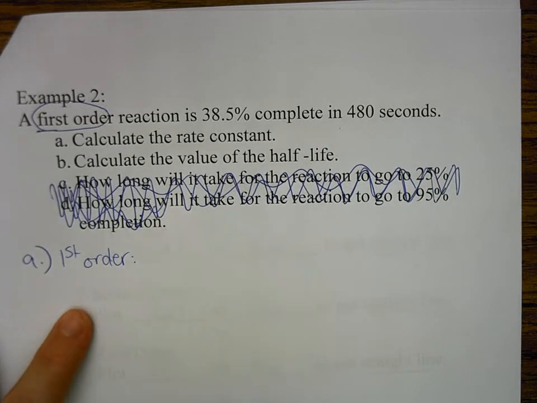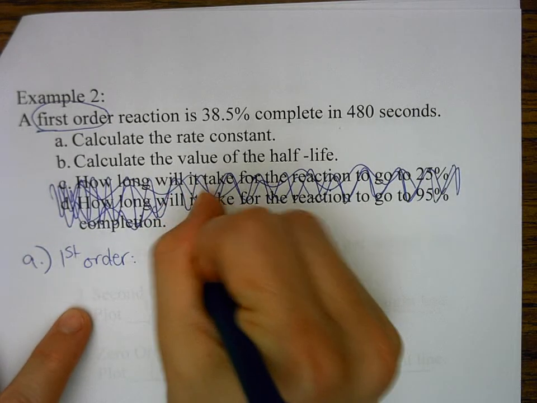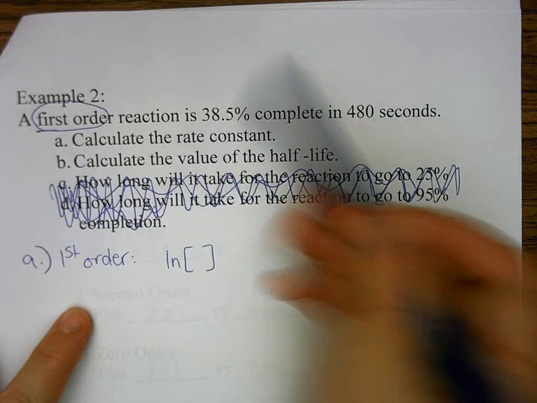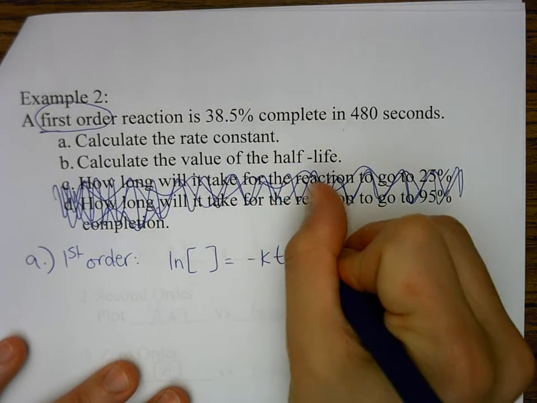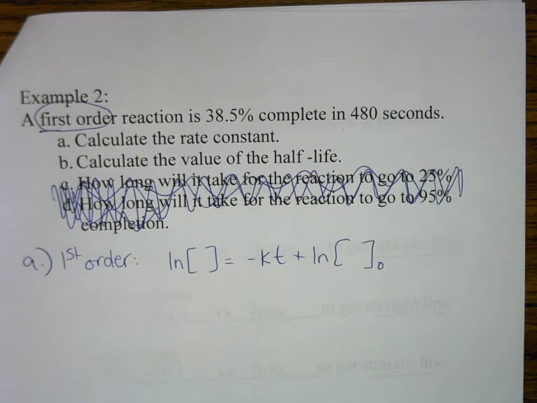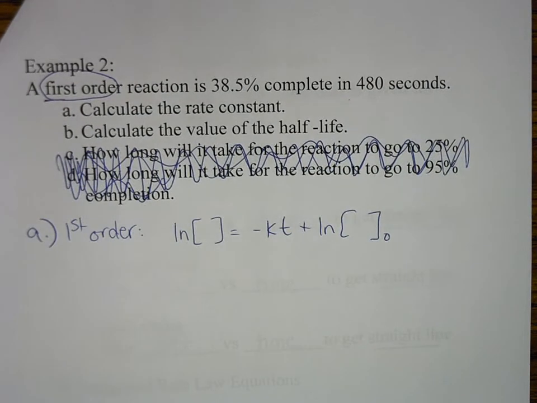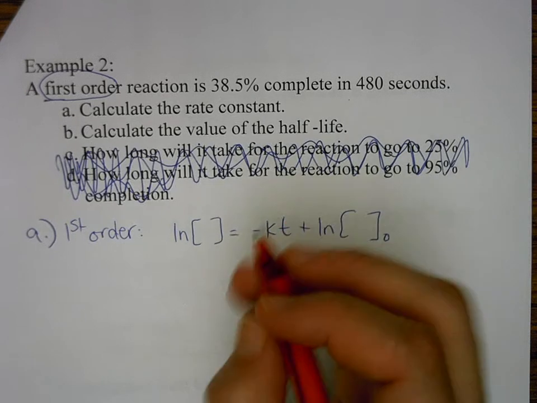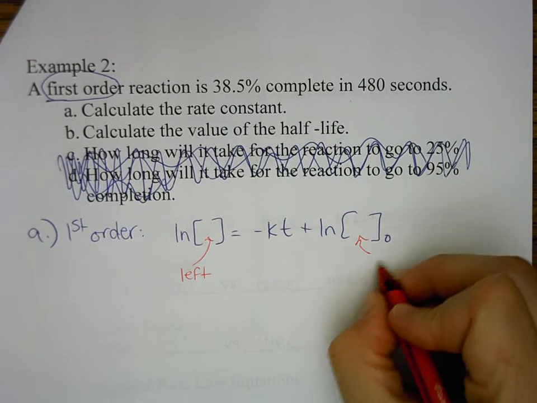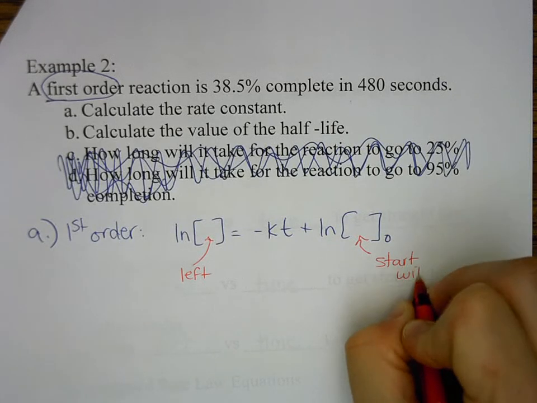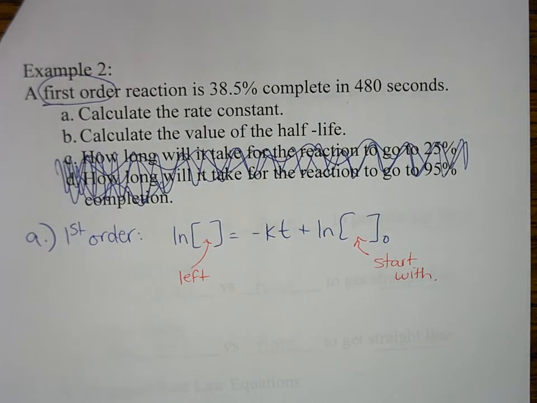So natural log of the concentration, I don't know what it is, they don't tell me what it is, so I'll just leave it empty, equals negative kt plus the natural log of the initial concentration. Okay, so I don't actually have concentration values in molarity, but what I do have is percentages to work with. So this is how much you have left, this is how much you have to start with. Whether you have actual molarity concentration values or you have percentages, you can plug them in either way.